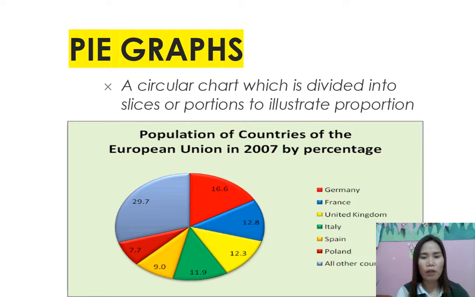Okay, so we have here an example, population of countries of the European Union in 2007 by percentage. So we have the red, that is Germany, the blue is France, the yellow is the United Kingdom, and so on. All right, so it is an example of pie graphs.